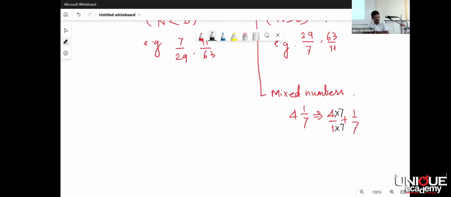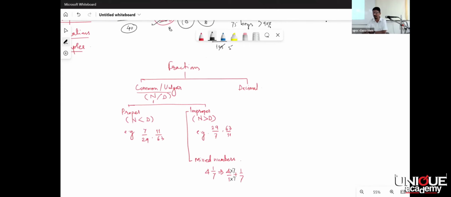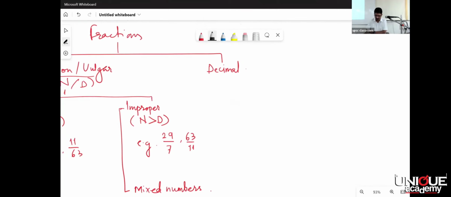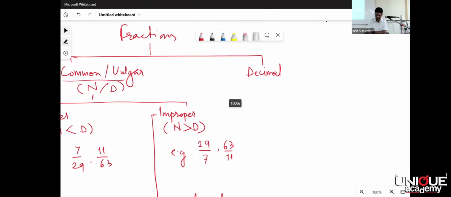Okay. Now here these are the types of which fractions? Common or vulgar fractions. Listen, we will write afterwards. First of all, we'll go for decimal fractions also. So here decimal fractions are again of two types. Which are those? Terminating decimal fraction, and the second one is non-terminating. Okay. Now you will write afterwards. Please listen first of all.